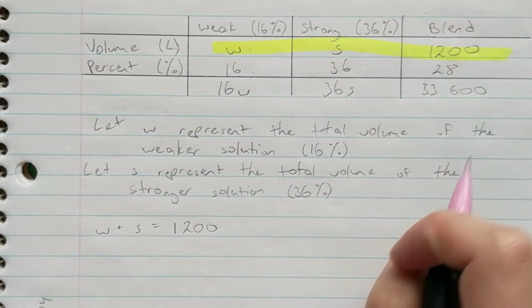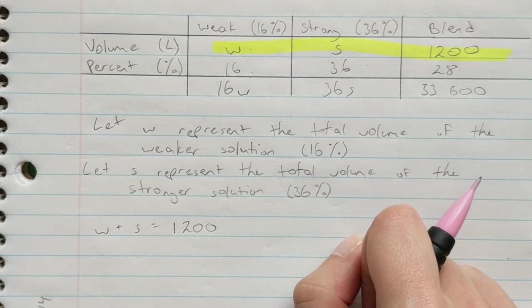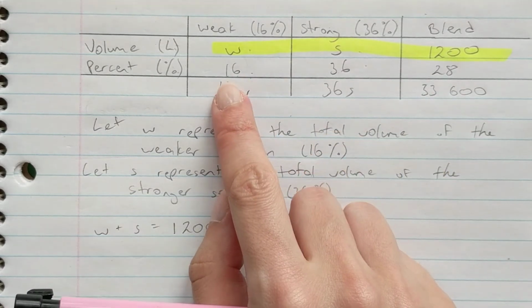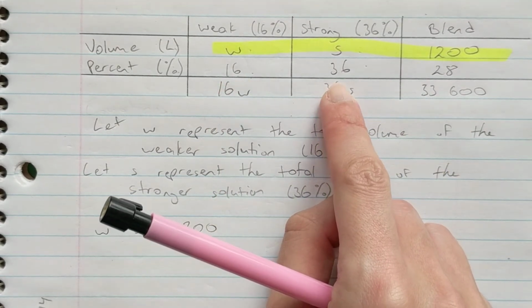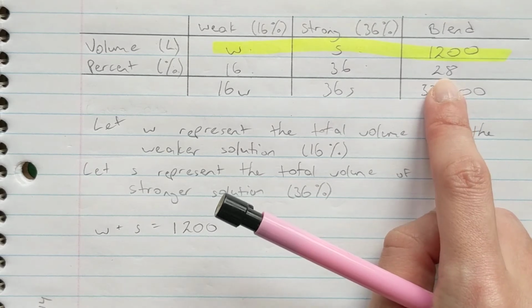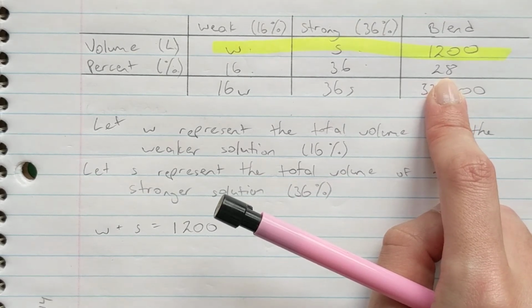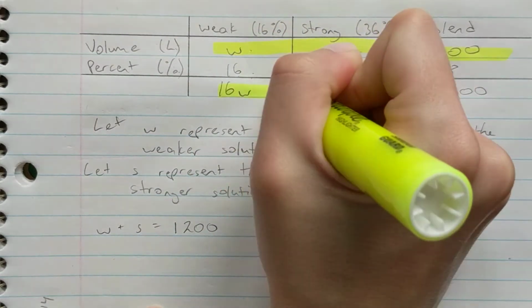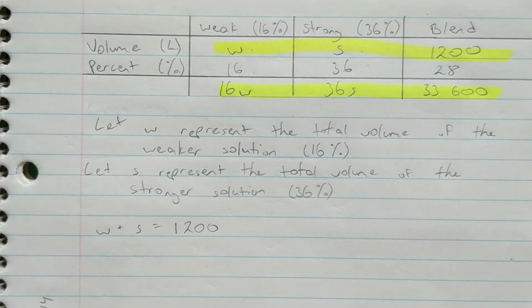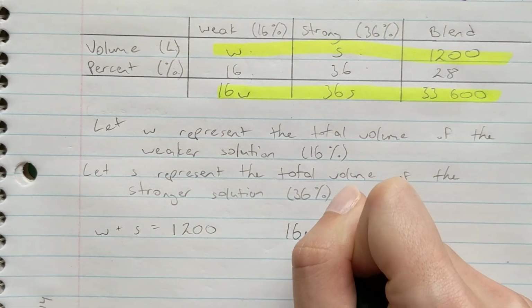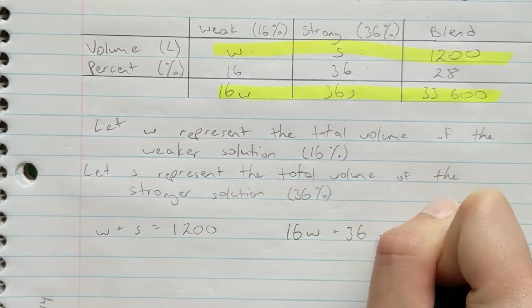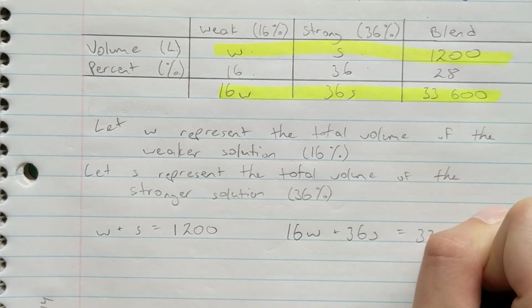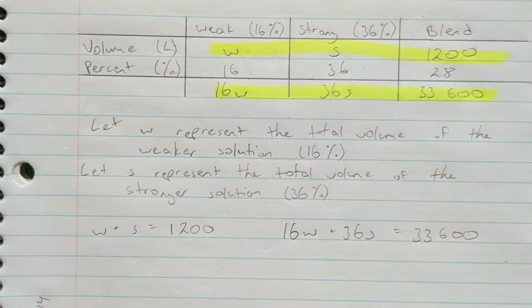A question that I can imagine you might be asking is, do I have to do whole numbers here because percents are technically decimals? Absolutely, you can treat all of this as if it is a decimal. You can write 0.16, 0.36, and 0.28. Either way, as long as they remain consistent, that's the biggest key here. Our second equation, across the bottom of our table, is 16W plus 36S is 33,600.